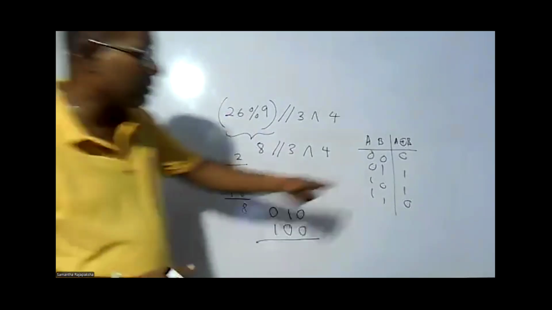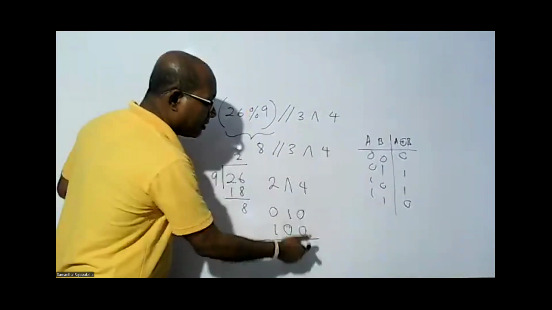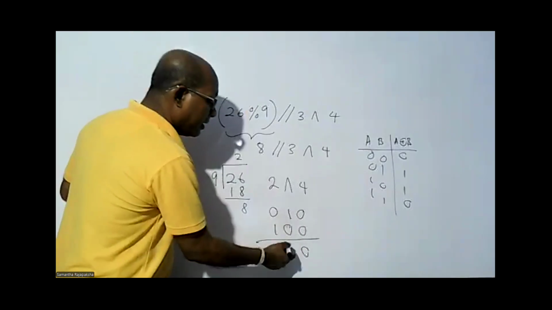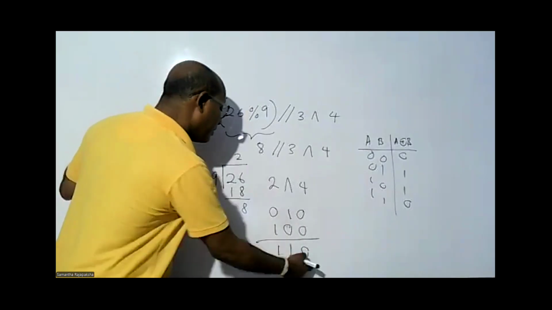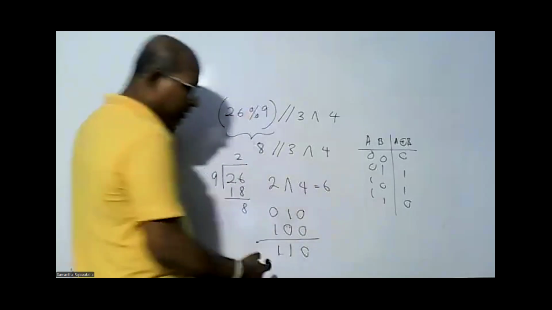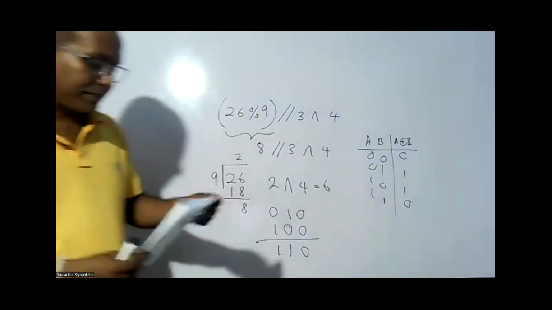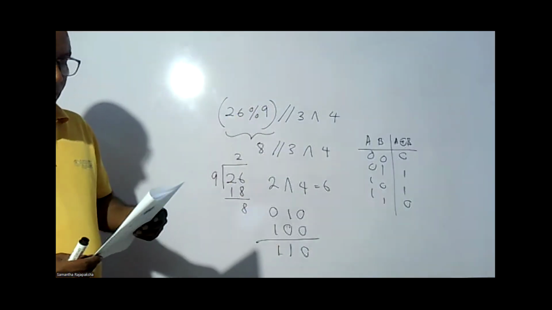You have to remember the exclusive OR truth table to make the calculation. From the table, 0 and 0 means 0, 0 and 1 means 1, 1 and 0 means 1. That is 1, 1, 0, and the decimal value of 1, 1, 0 is 6. So therefore, the answer should be 6.